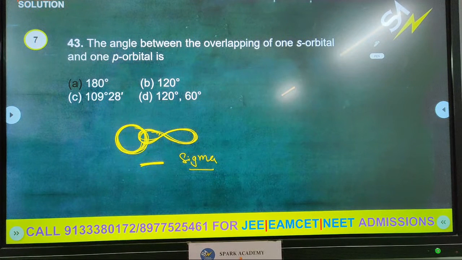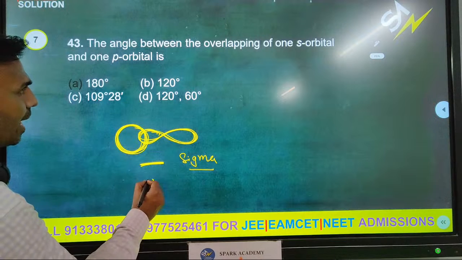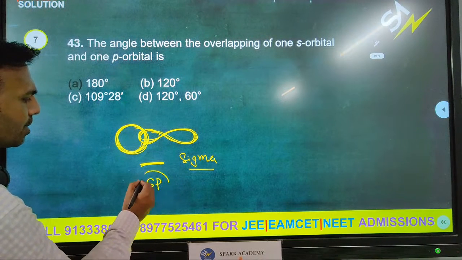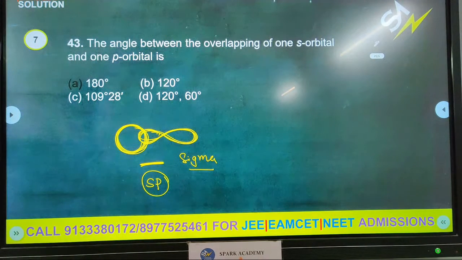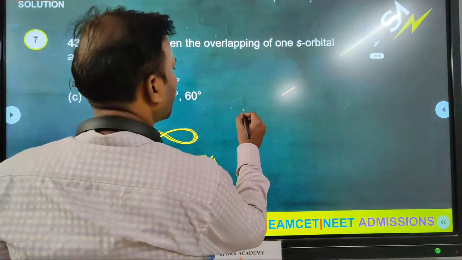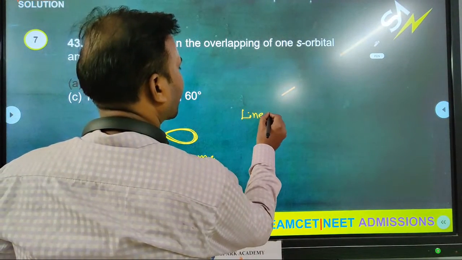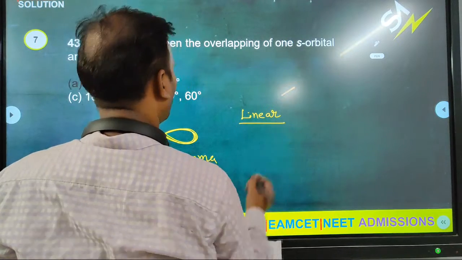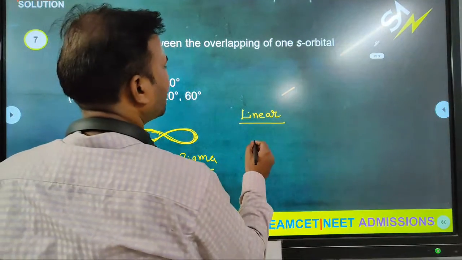One s and one p means sp hybridization. How many hybrid orbitals are there? Two sp hybrid orbitals. In the case of two sp hybrid orbitals, what about the shape? The shape is linear. For example, we already know BeCl2.